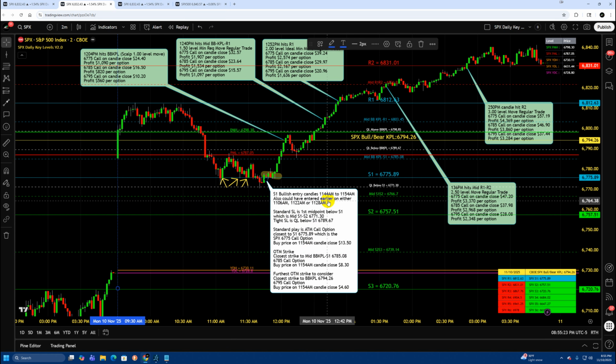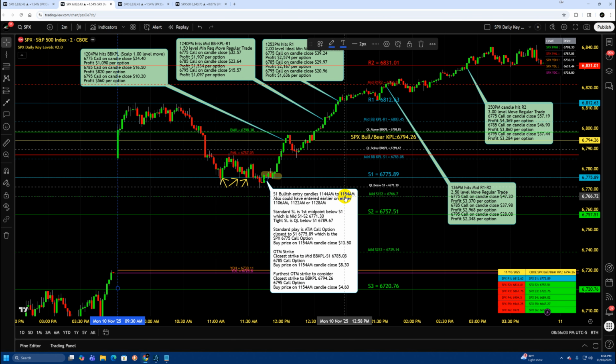As noted, you also could have entered earlier on either the 11:06, 11:22, or 11:28 candles here. The stop loss on this trade, since this is a trade taken from the S1 level and it's a bullish trade, then your tight stop loss is the QL below S1, 67.7130, and your standard stop loss is the mid S1, S2, 67.6670. As you can see, if you entered in the early entry candles here, which is fine, you would have gotten stopped out here.